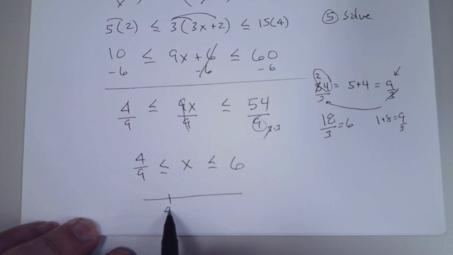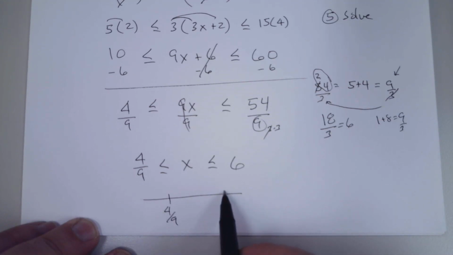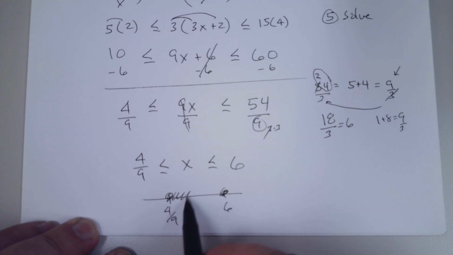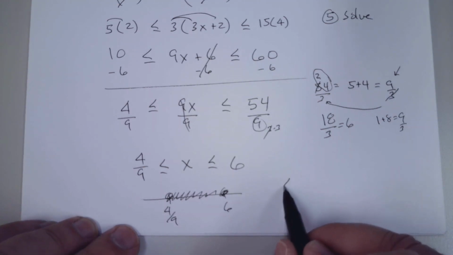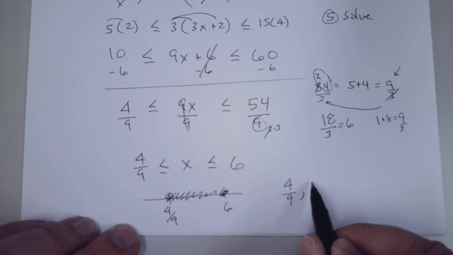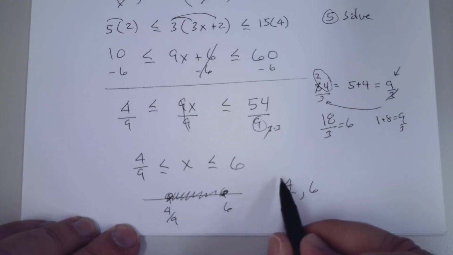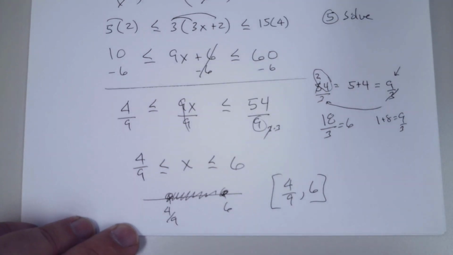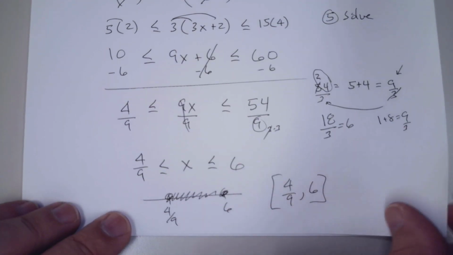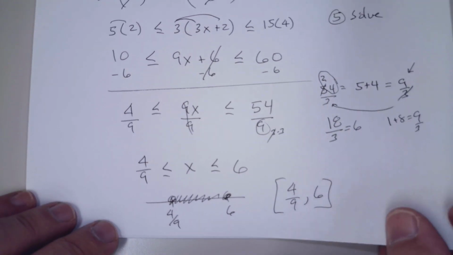If we graph this, 4 over 9 and 6, they're both solid circles, and x is between there. 4 over 9 to 6, the endpoints, they're both brackets. All right.